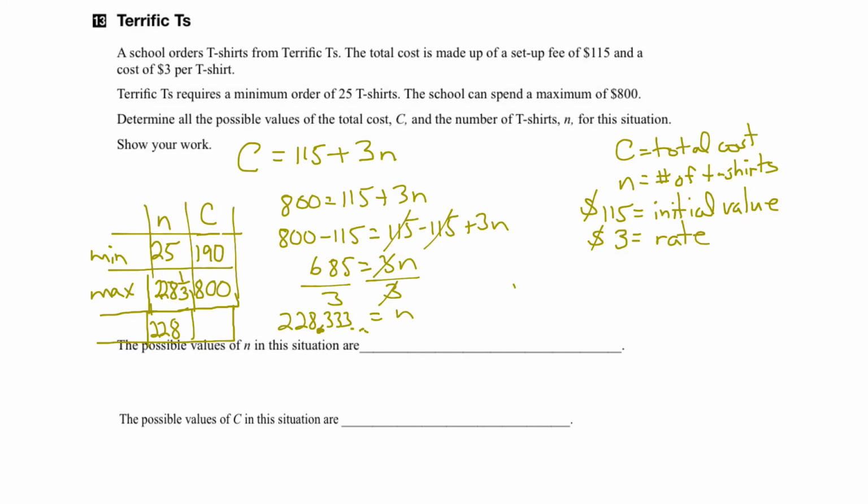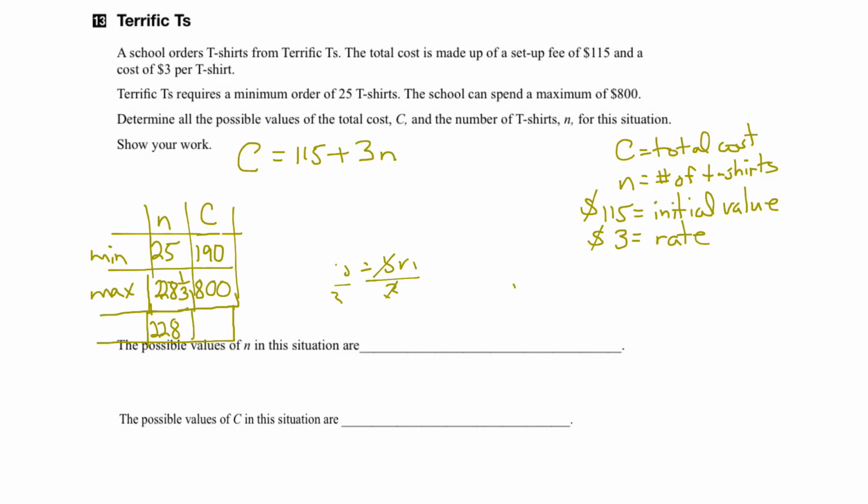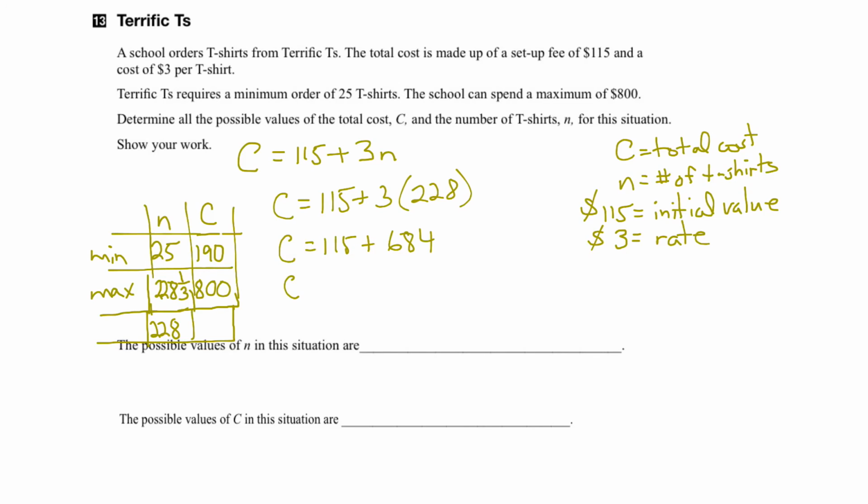And let's go back here and figure out what would that total cost be. So just like before, we take 228, plug it in for n, and see what our total costs would become. So we'd get C equals 115 plus 3 times 228. So C equals 115 plus 684. And if we add those two numbers, we get C equal to 799. So that becomes our true maximum, or our realistic maximum here.